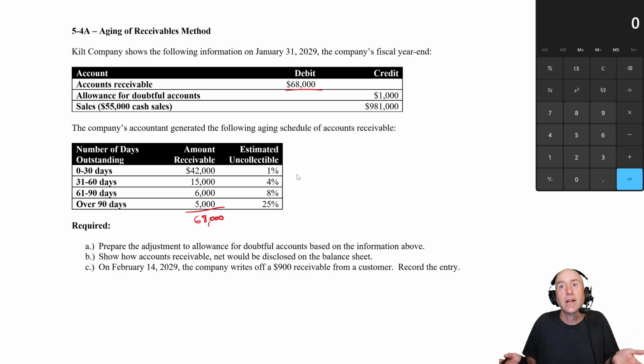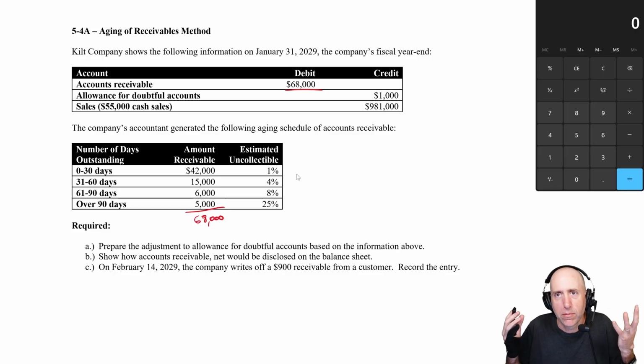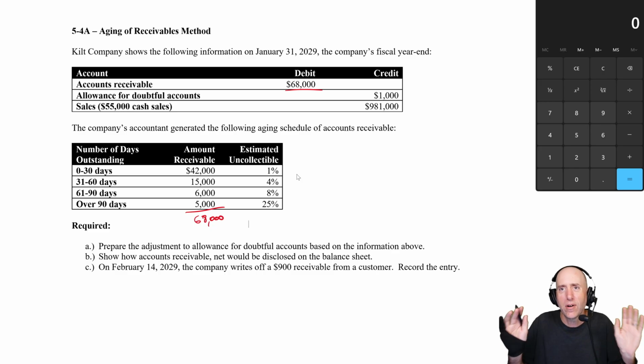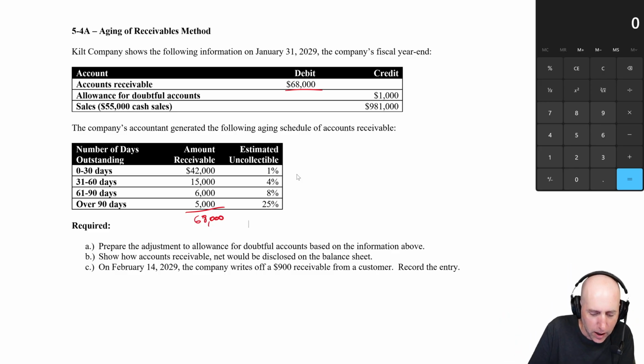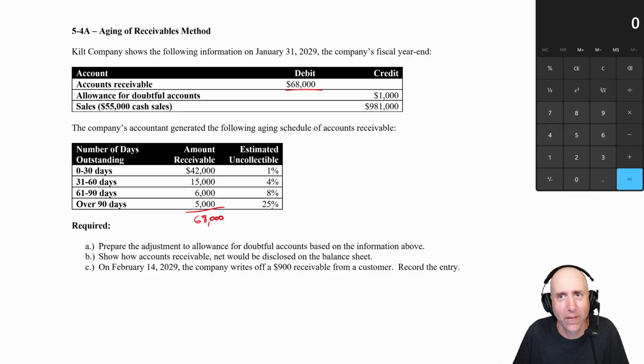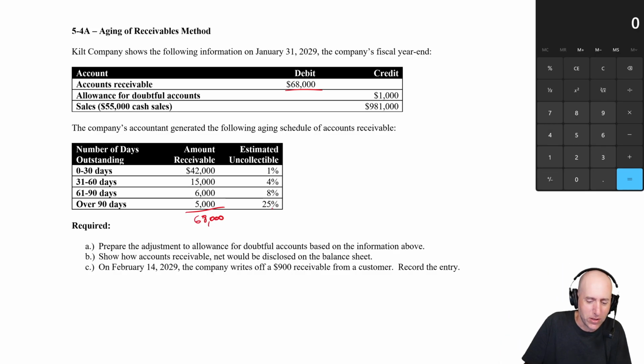And so the accountant, again, based on track record, these numbers will generally be provided to you in an intro class, but they were just based on past years, past performance. If you've been selling a lot for a long time, you have a pretty good idea of the percentages that don't come in. In this case, the accountant says, well, 1% of our newest AR isn't going to come in, and you can see it gets less and less collectible as time goes by. Important, though, to remind you, we don't know who's not going to pay. We hope that they'll all pay, but this is just an estimate.